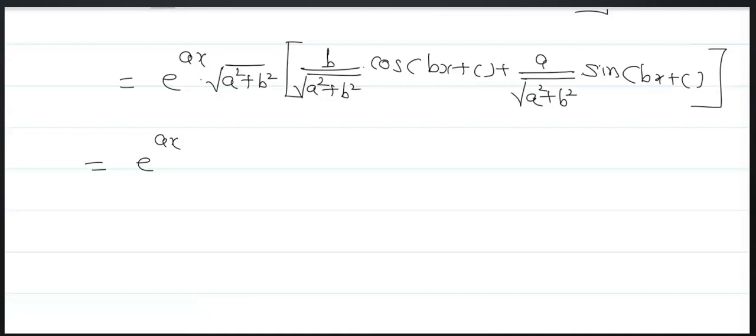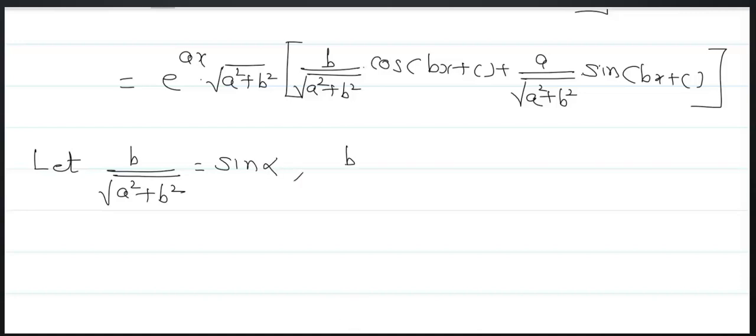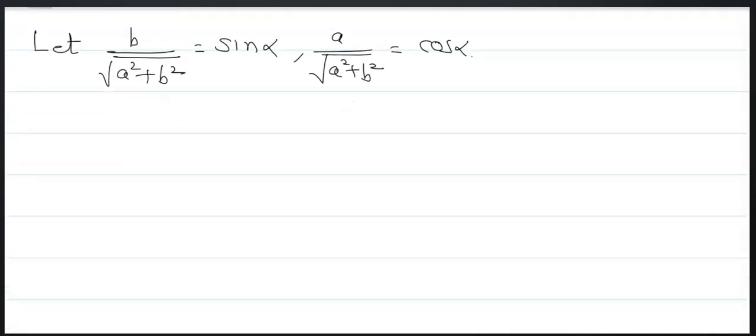That is e raised to x. Now let b upon root of a square plus b square be equal to sin alpha. We have solved this type of examples in the previous exercise number 3. And a upon root of a square plus b square is equal to cos of alpha.